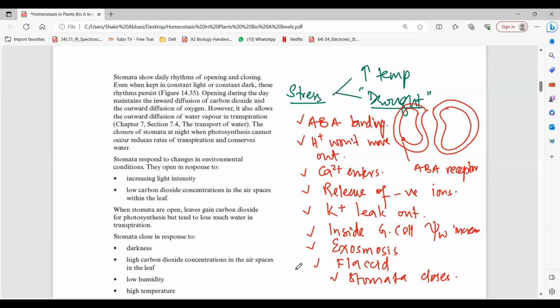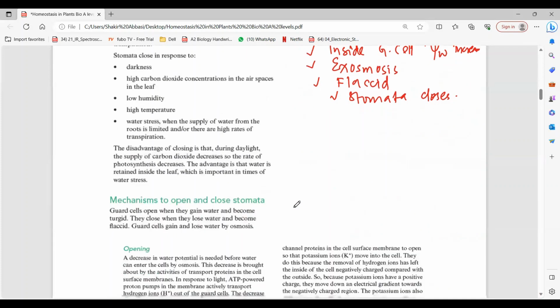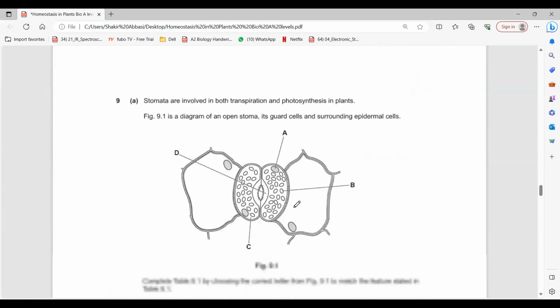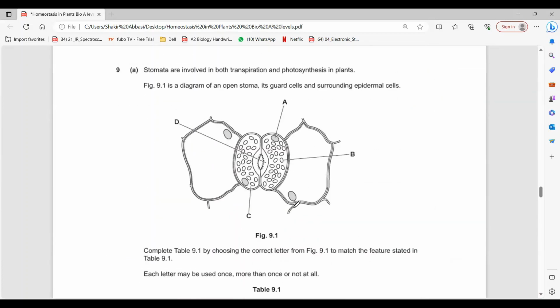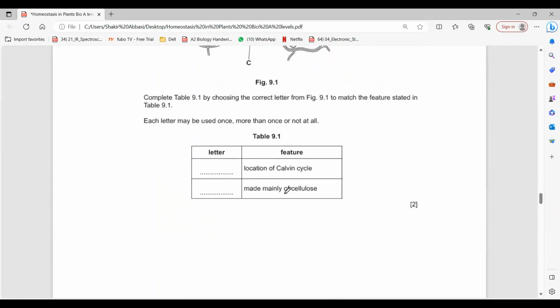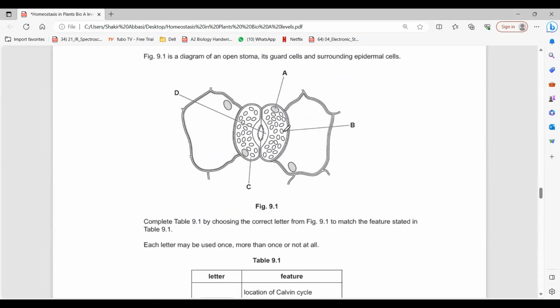Thank you so much. Then next there are a few questions. Let's try them on the same topic. They are from 2022. It says A, B, C, D. Where is the Calvin cycle and which is mainly made of cellulose? So the Calvin cycle takes place in the chloroplast, which is B, and cellulose is D, the wall is made of cellulose.